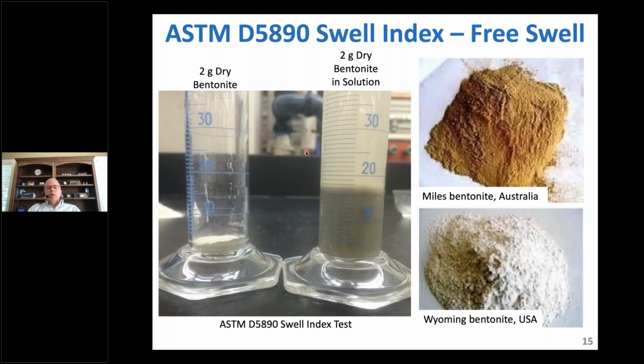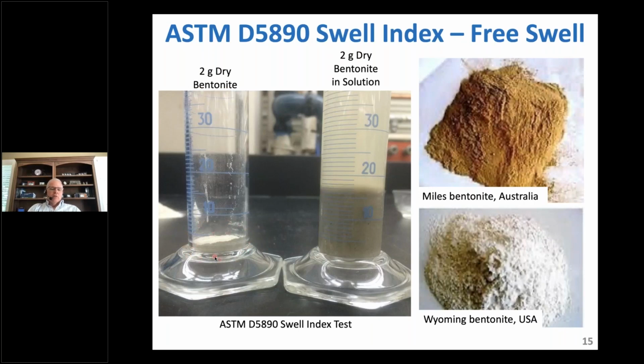We often use the swell index test as a measure today of that swelling of bentonite. ASTM D5890, really nice, simple test, somewhat cumbersome to do. We developed some simplified methods for this that we use. But essentially, we're taking 2 grams of dry bentonite. That's what I'm showing here on the left.